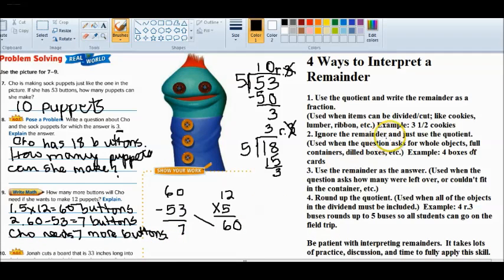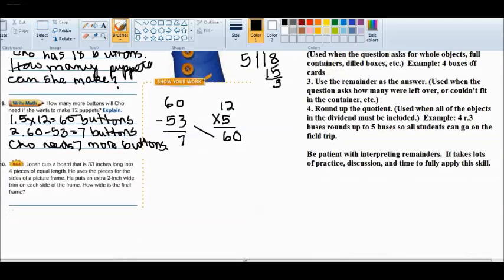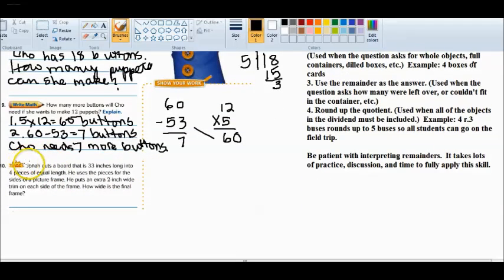Alright, now I want to try one last problem down here, and it's a hot skill also. Jonah cuts a board that is 33 inches long into 4 pieces of equal length. He uses the pieces for the sides of a picture frame. He puts an extra 2-inch wide trim on each side of the frame. How wide is the final frame? Wow, this is a hot skill.